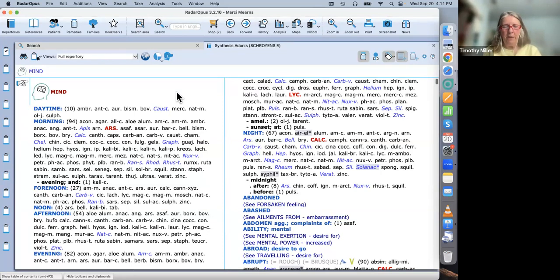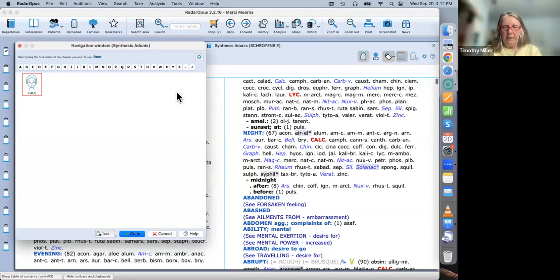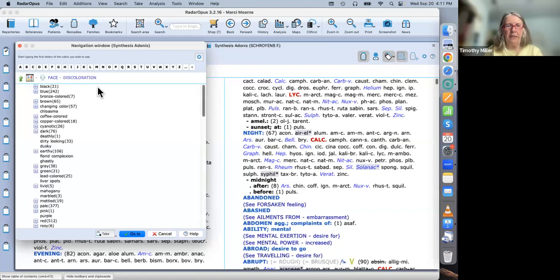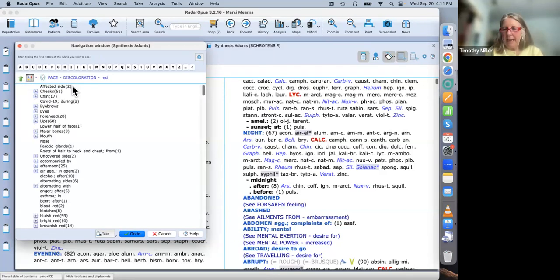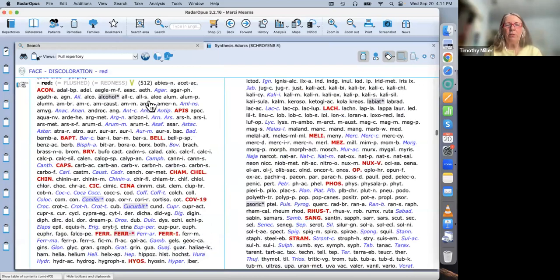So all I need to do here is simply start typing face, and then I'm going to use the enter key, discoloration. As soon as this little hand is pointing to discoloration, I can use the return or enter key. And I want a red face, right? Now, the hand is pointing to the red face. I'm going to go ahead and hit return again. Return one more time will take me to that rubric in my repertory. Face discoloration, red. You see the little hand pointing.